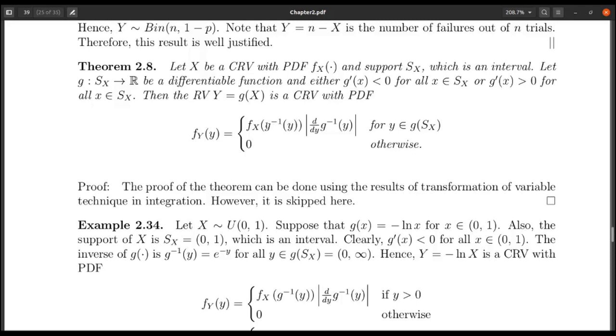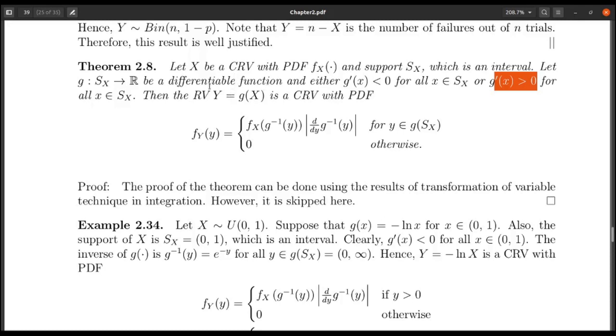The natural question is why g inverse exists. The answer is straightforward: because the derivative is either negative or positive, the function g is strictly monotone over the support, so the inverse exists. So this theorem essentially gives us a set of sufficient conditions for Y to be continuous. Obviously, if these conditions are not true, we cannot say what kind of random variable Y will be. It could be continuous, it could be discrete, it could be neither continuous nor discrete. We will see some examples of that nature.